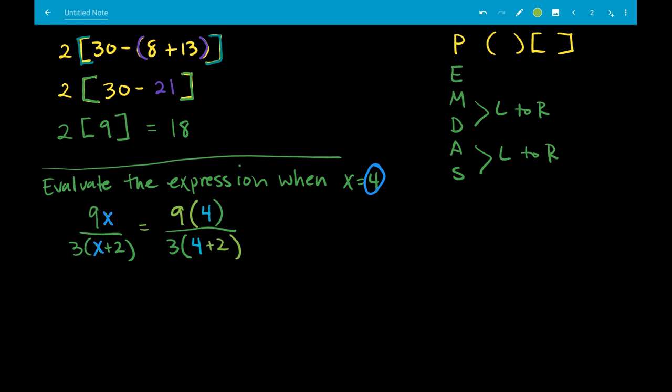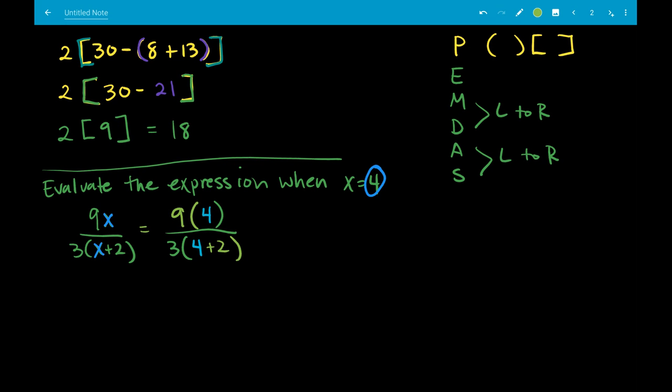So I have parentheses. So I need to check my parentheses. In the numerator, there's nothing to do inside those parentheses. In the denominator, I can add. So I'm going to add within the parentheses down in the denominator. I still have 9 times 4. I'm just going to write that with a dot up top. And down in the denominator, I have 3 times 6. Again, I can write that with a dot to indicate multiplication.